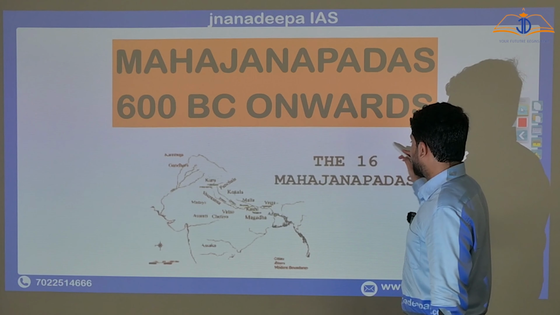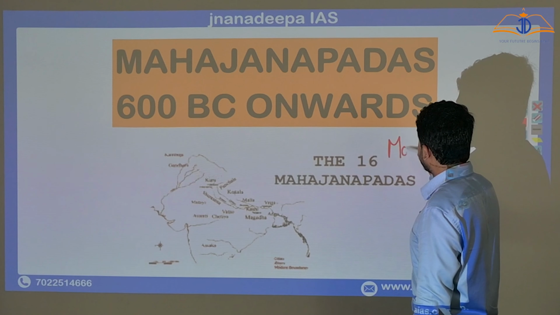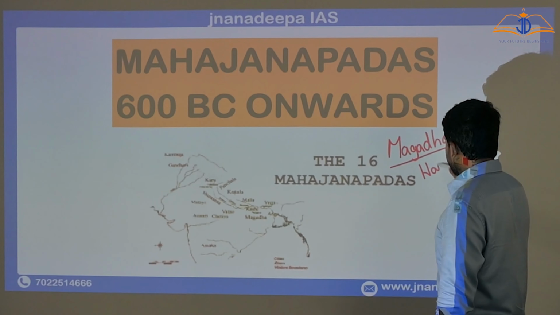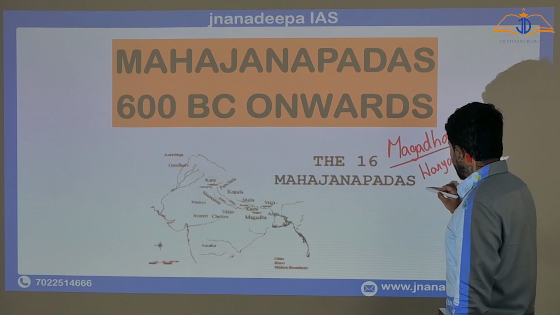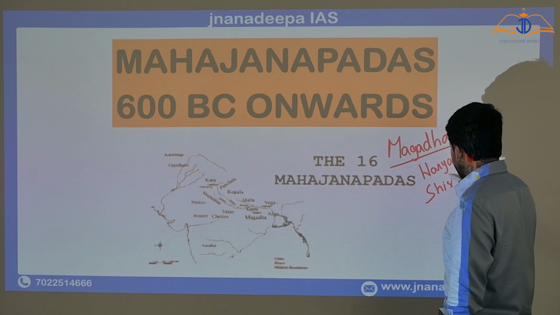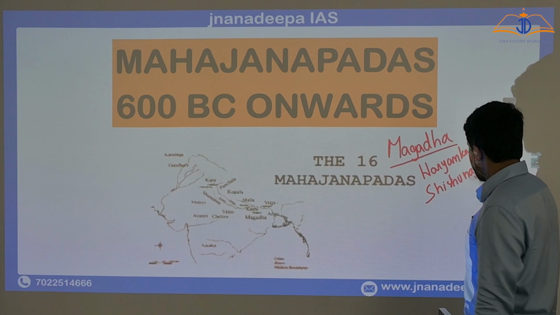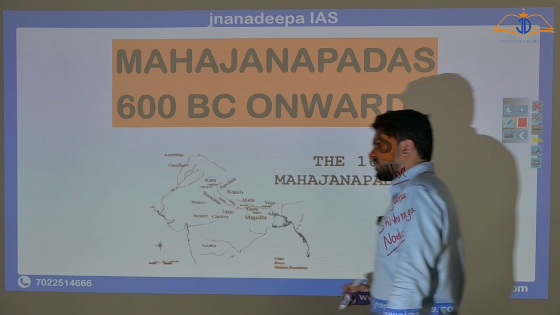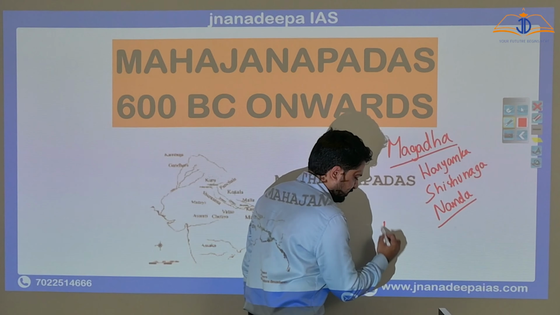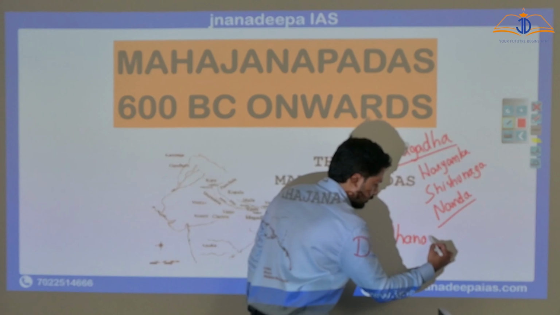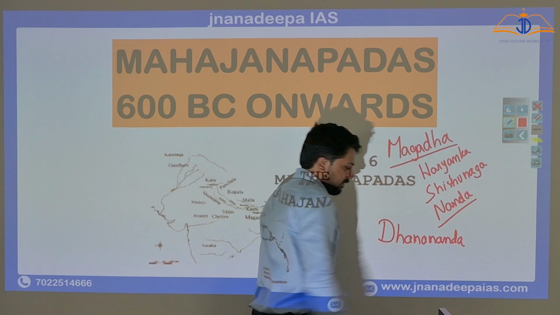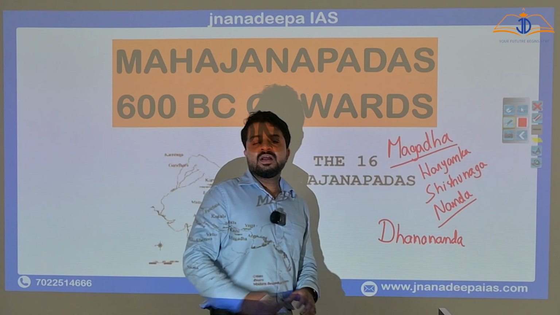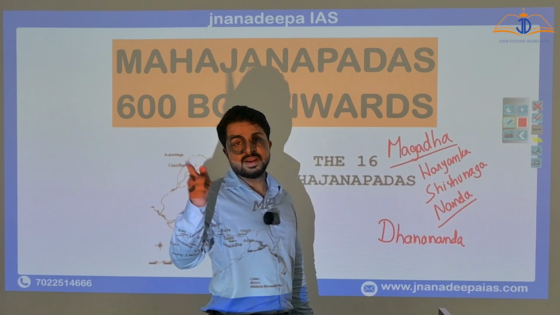The Magadha kingdom, first of all, I am talking about the Magadha kingdom here. It was majorly ruled by the Haryanka dynasty, followed by the Shishunaga dynasty, followed by the Nanda dynasty, and the last wicked Nanda ruler, his name was Dhanananda. In fact, during the time of Dhanananda, Alexander the Great visited India. Alexander the Great came to India.